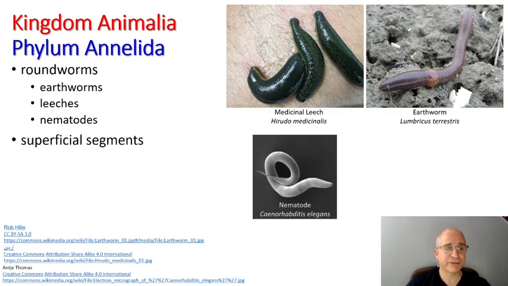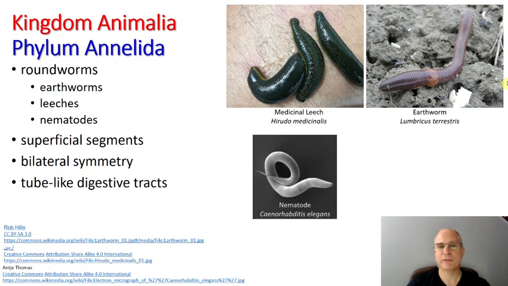The annelids have superficial segments. So if you look at the earthworm here in particular, you see it looks superficially on the skin like they have segments. These are not actually whole segments, so we don't see repeating parts like we will in the arthropods, but they are superficially segmented, we can say. And they do have bilateral symmetry, so we can divide them into left and right, and they have tube-like digestive tracts. As far as feeding strategies go, many of them are decomposers, but as we said, some of them, like some of the leeches, are parasites.